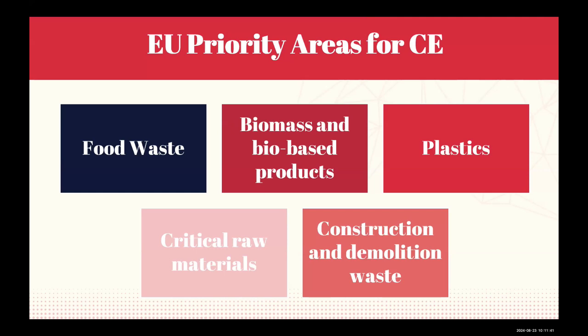Then we have biomass and bio-based products. The EU emphasizes the importance of using biomass and developing bio-based products to replace the current fossil-based materials. This aligns with the sustainability goals. Then we have plastics. The focus here is on reducing plastic waste, promoting recycling, and also developing alternatives that are less harmful to the environment. Then we have critical raw materials. This is to ensure that there is sustainable supply and efficient use of raw materials that are critical to the economy, including through recycling and substitution.